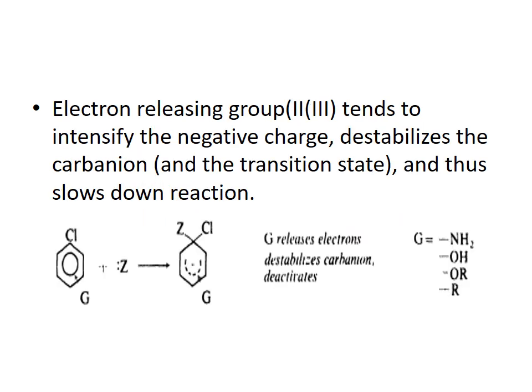Here we can see that electron releasing groups like NH2, OH, OR and R release electrons and intensify the negative charge of the carbanion, and decrease the rate of reaction of these aryl halides towards the substitution reaction.